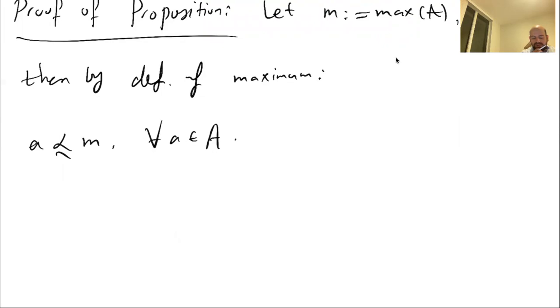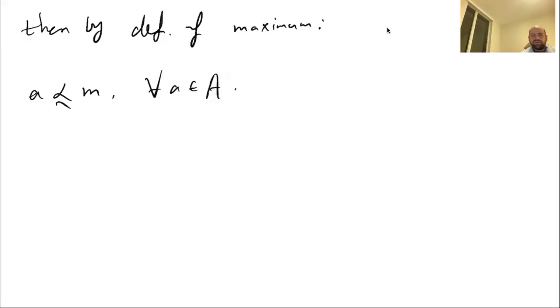Right? And so that means M is an upper bound because every A is less than or equal to M. So this implies that M is an upper bound for A and is also the least upper bound.